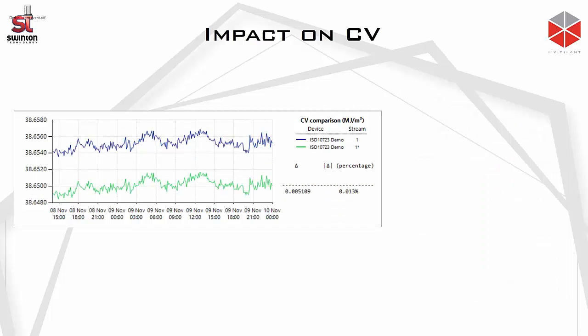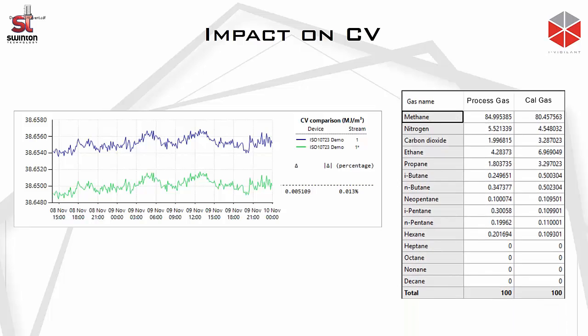What we're doing here is we try to change the calibration gas composition. When we change the cal gas composition to go further away from the process gas, we tend to see a bias. In this particular example, you can see that the calibration gas has been moved to 80% instead of 85%. The impact is an error of 0.013% in the CV. Now, 0.013% is actually negligible. It's really, really small, so we don't really need to bother ourselves too much about it.